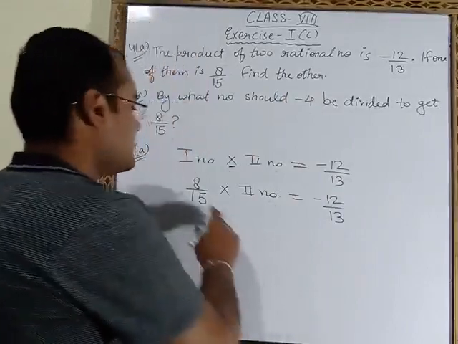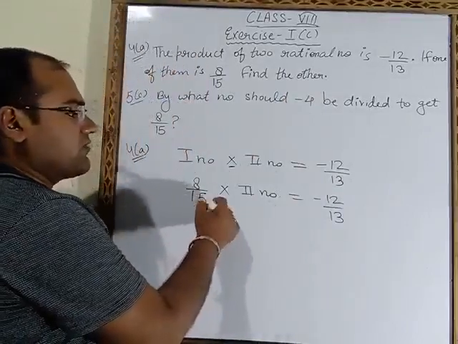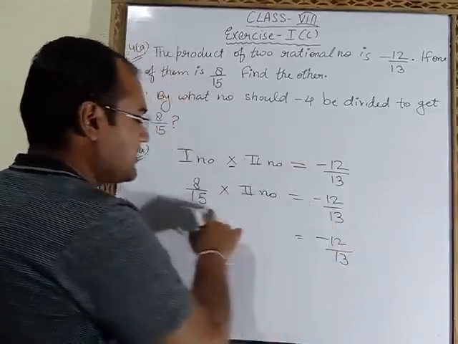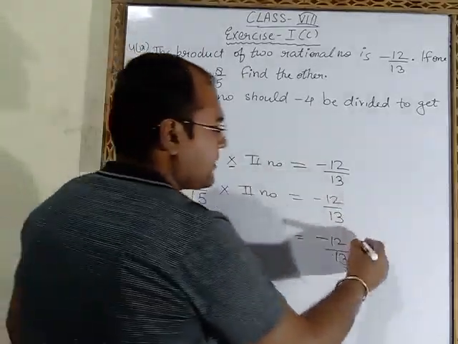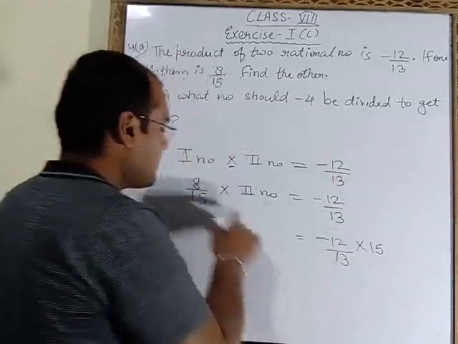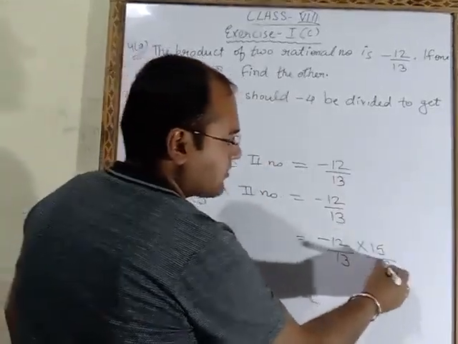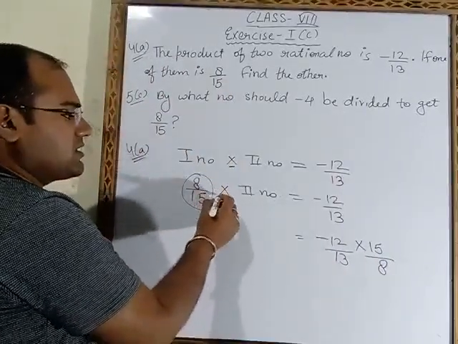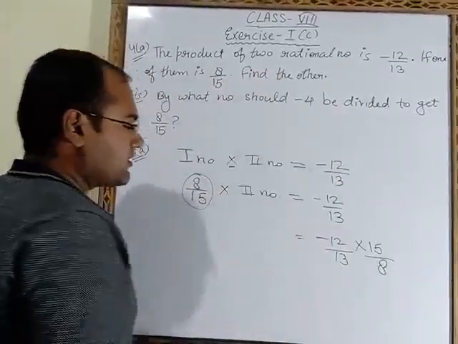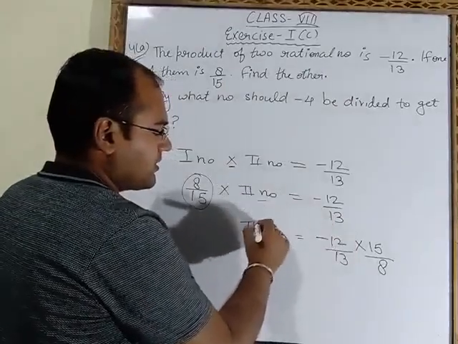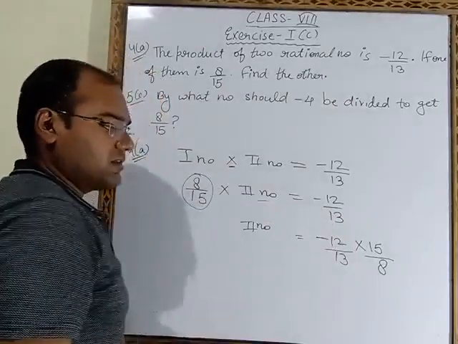Now next step. This 15 is in divide. This 15 we will bring to the right side. So minus 12 upon 13 will be as it is. 15 is in divide, so when we bring it to the right side, it will come in multiply. 8 is in the numerator. When we bring this to the right side, it will come in the denominator. That means this term is in multiply. When we bring it there, this term will get reciprocal, and here the remaining number is the second number.